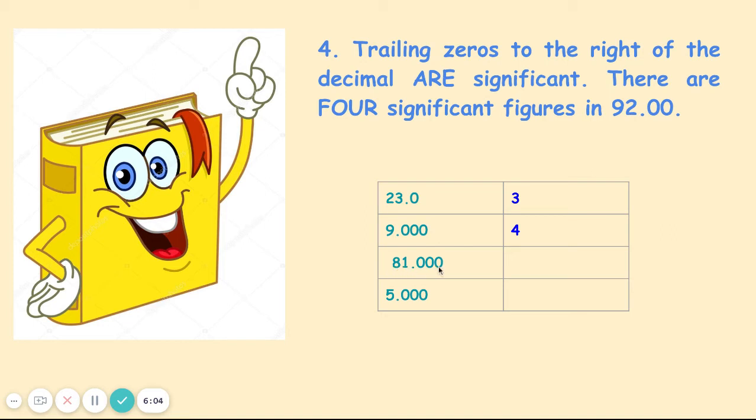How about 81.000? So that is 5 significant figures. So our last example is 5.000. So we have 4 significant figures.